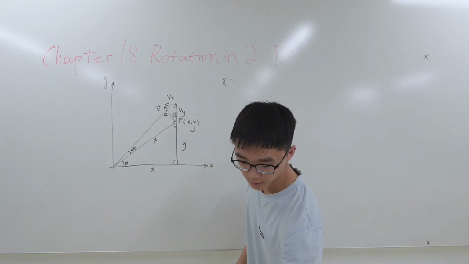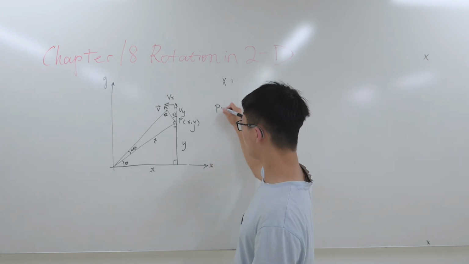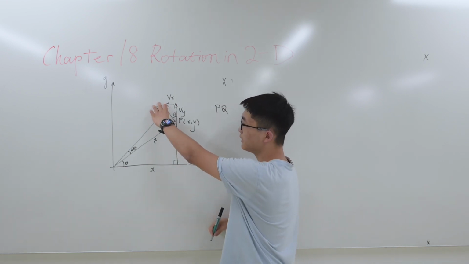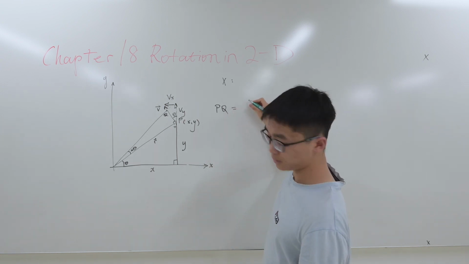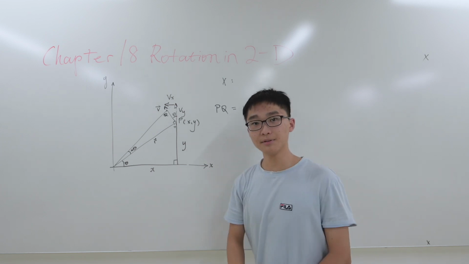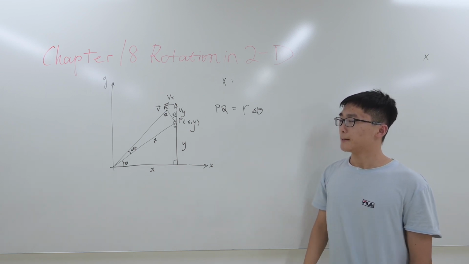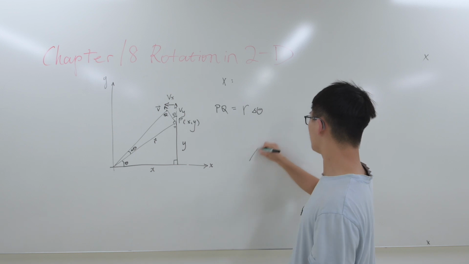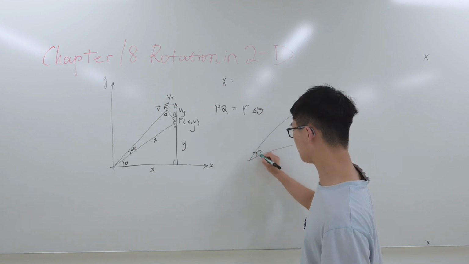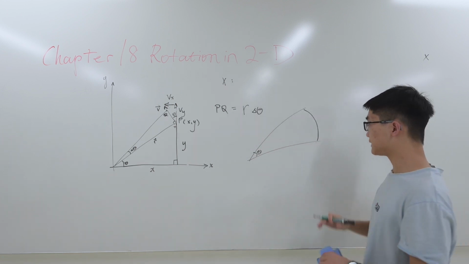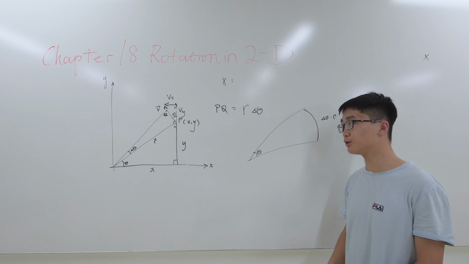So PQx. First we will need to know this length PQ, which is how far this particle has traveled. So PQ shall equal r times delta theta. Something to note is that this delta theta is in radians. Because this is a rotation, there is an arc, and in this arc there is a change in angle, right? In mathematics class we know that the length of this arc will be delta theta times r, and this delta theta is in radians.